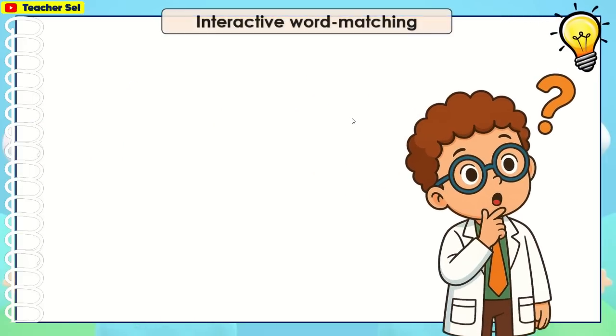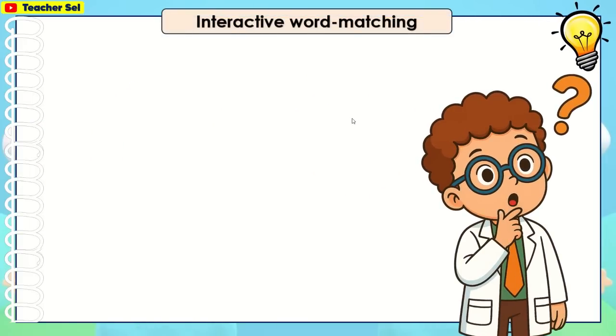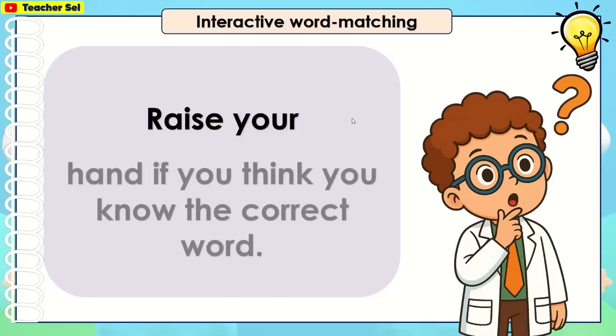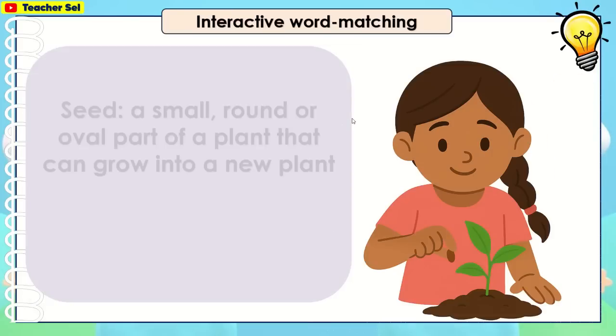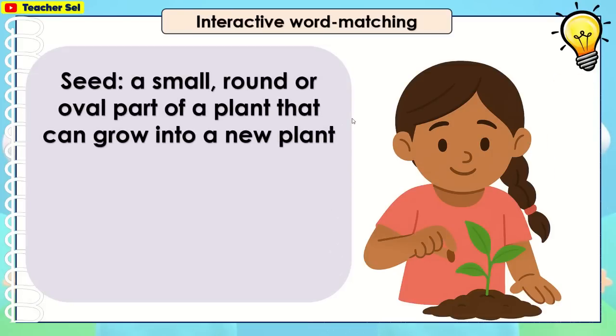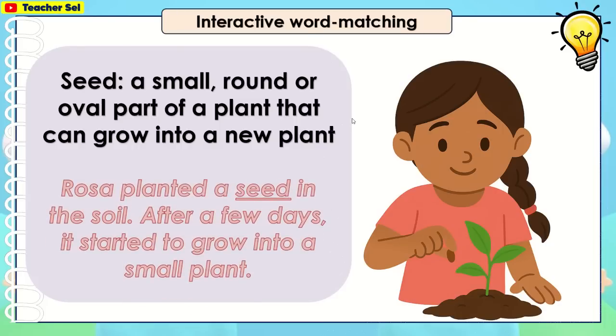Let's have interactive word matching. Raise your hand if you think you know the correct word. Seed, a small, round, or oval part of a plant that can grow into a new plant. Rosa planted a seed in the soil. After a few days, it started to grow into a small plant.